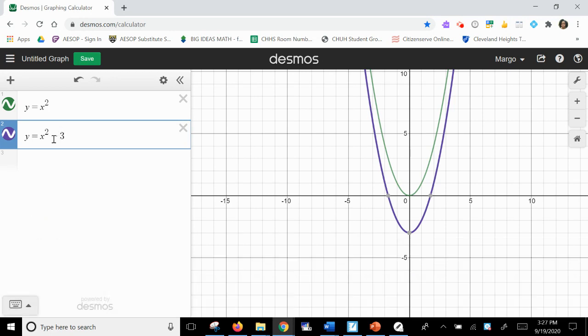Now the pattern, see that minus 3? It made the mama graph go down 3. See that? The green one is the mama graph, and then the new one is this one here, and it went down 3.